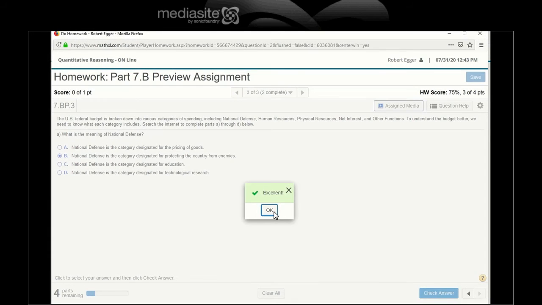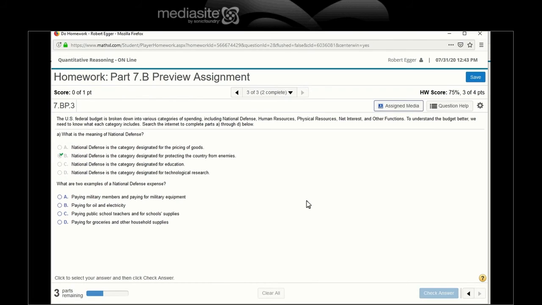Wrong button. Here we go. So, 2 examples of national defense. Let's see. Military members and military equipment. Operations and maintenance, Navy. SCN, ship construction, new. Major projects. Definitely not this one. No. Yep, it's got to be A. Paying military members and military equipment.